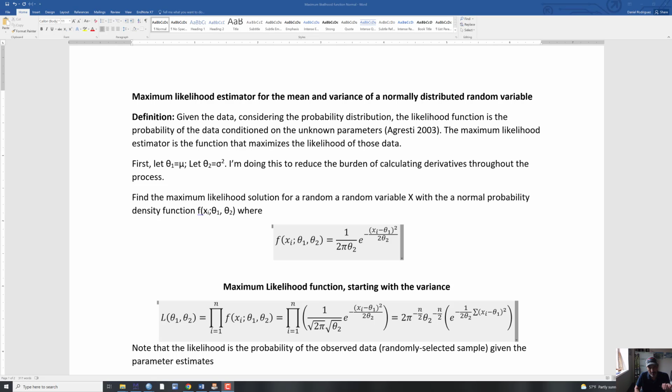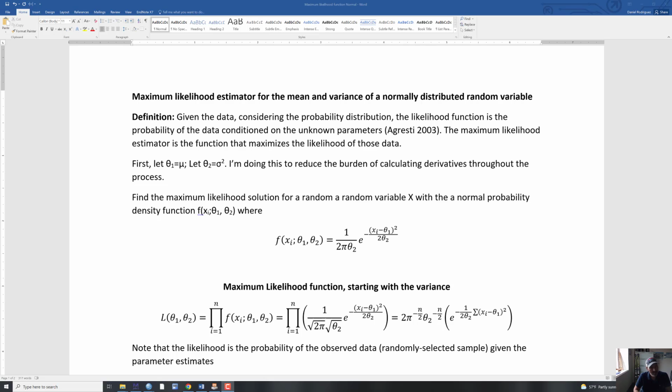Some of you may prefer, instead of me writing on a whiteboard, just a more formally written out proof. So this is what I did here. The idea is to prove the maximum likelihood estimator for the mean and variance of a normally distributed random variable. So that's what I'm doing here.